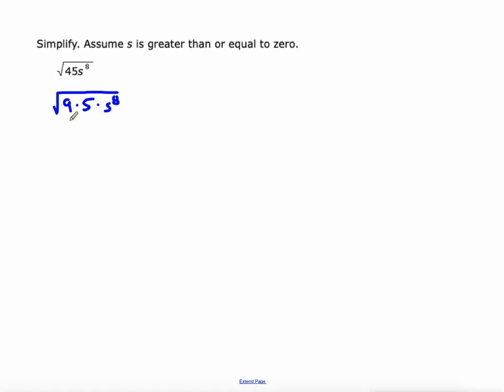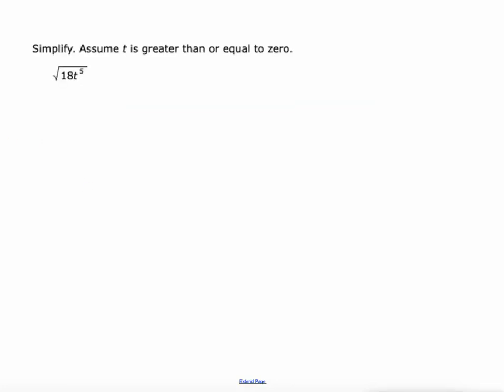All right, so the square root of 9 is 3, and the square root of s to the 8th is s to the 4th, because s to the 4th times s to the 4th is s to the 8th. And the square root of 5 is irrational, so we're just going to leave it as the square root of 5. And that'll be our answer as a simplified radical. 3s to the 4th times the square root of 5.